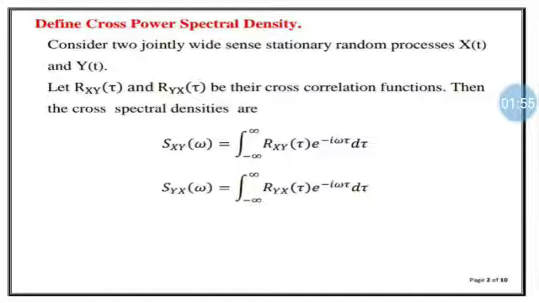Similarly, we can find the cross correlation function from the cross power spectral density. The cross correlation function is nothing but the inverse Fourier transform of the cross power spectral density. Therefore, Rxy of tau equal to 1 by 2 pi into integral from minus infinity to infinity of Sxy of omega into e power i omega tau d omega.